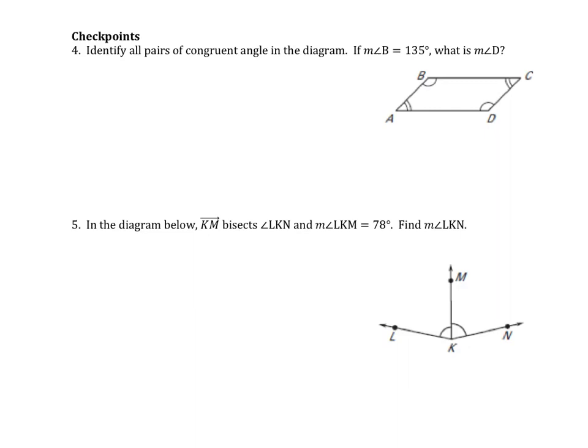Okay, and if you want to stop right now, you can. I'm going to just run through the checkpoints quick so you can see a couple examples, and that'll be all. Identify all pairs of congruent angles. So in this one, angle B is congruent to angle D, and angle A is congruent to angle C. And then if the measure of angle B is 135, how big is angle D? The measure of angle D is equal to 135 degrees as well.